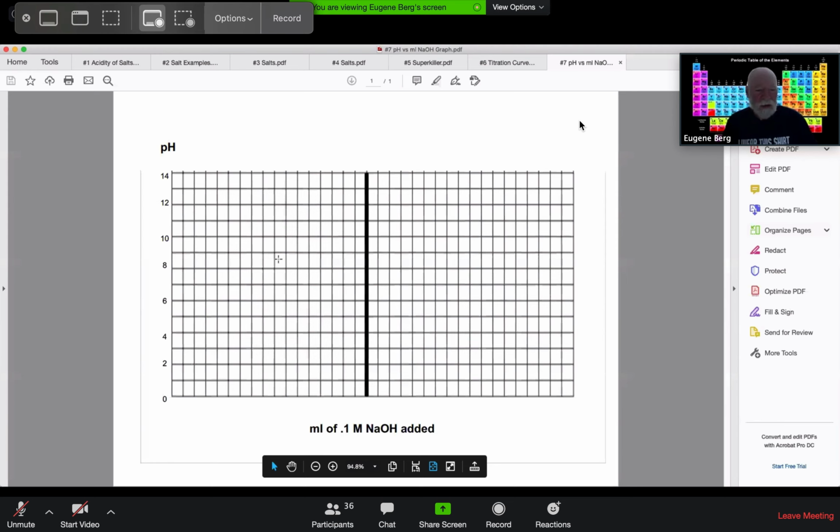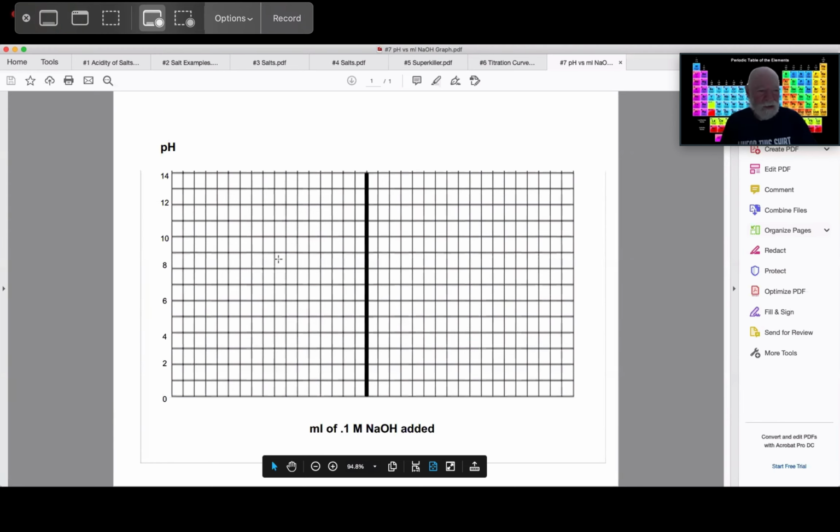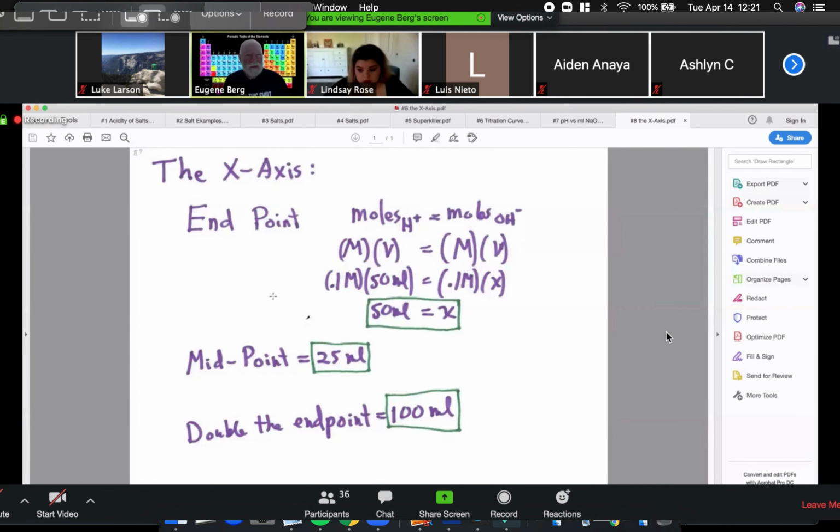Now, the first thing we're going to do is lay out the graph. I printed out a blank graph for you. I want you to take this graph and put it off to the side because we're going to use it. As we come up with data, I want you to actually draw the titration curve yourself on this graph right here. Now, the first thing we're going to work out is the x-axis.